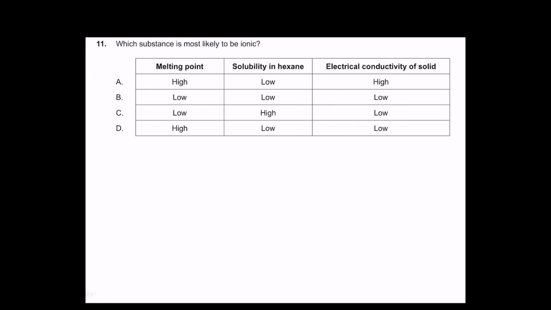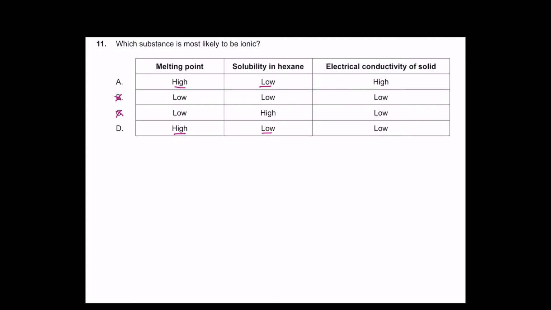In this question, we have to find out which substance is most likely to be ionic. For ionic compounds, the melting and boiling points are always high, so we can just rule out options B and D. These won't be correct. Also, ionic compounds are only soluble in polar solvents, for example water, which is a polar solvent. Hexane is a non-polar solvent, so ionic compounds won't be soluble in hexane. In both the options, we see that it's low. No problem.